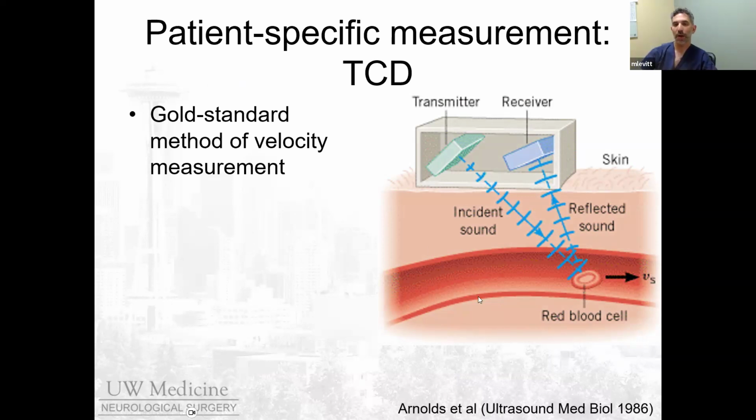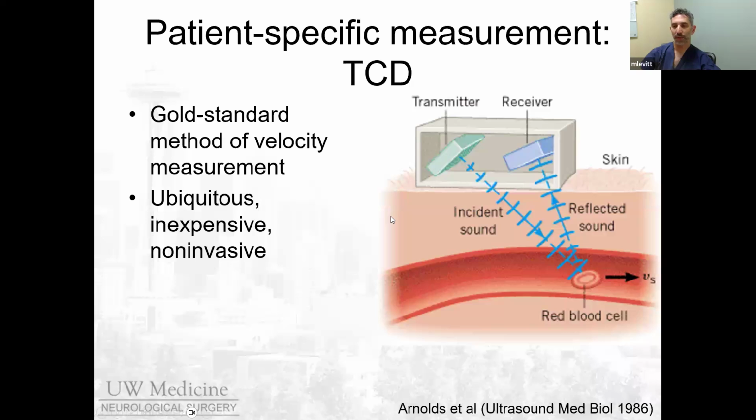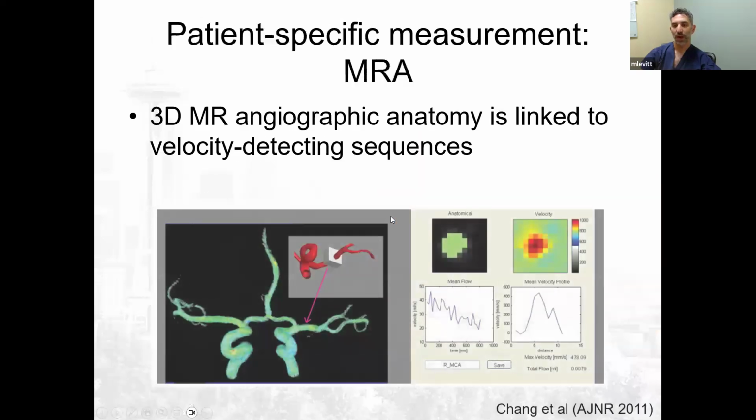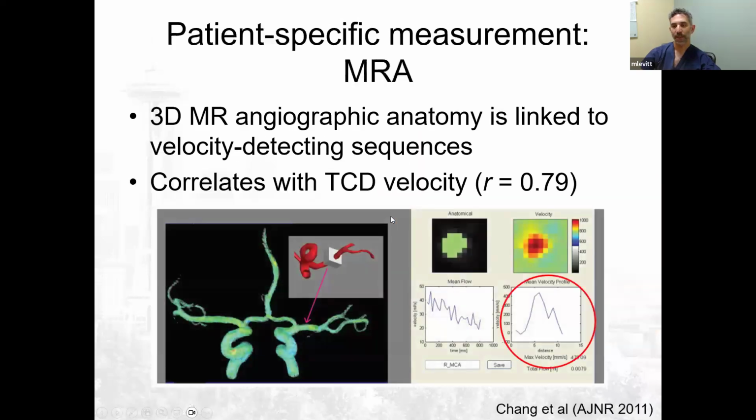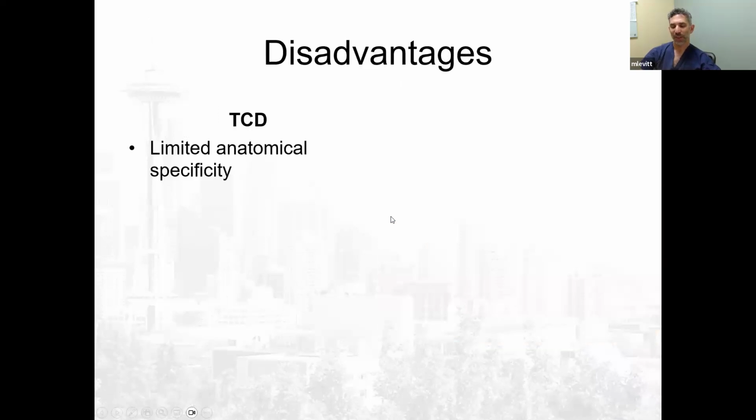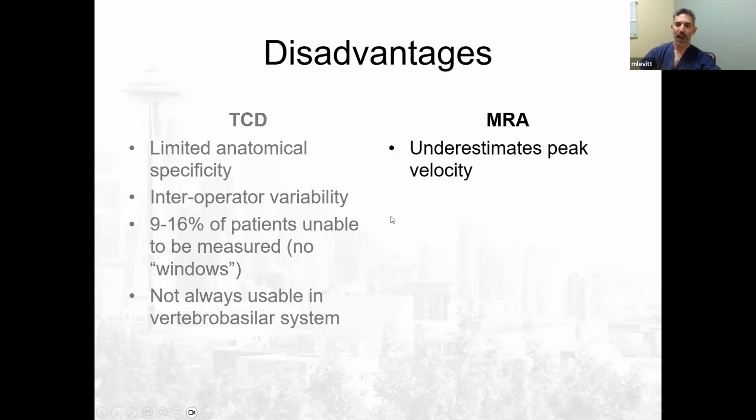So there's a couple different ways. I'm going to skip through this. There's a couple different ways to measure blood flow in a blood vessel. The problem is that they're not very useful and they're not very accurate.